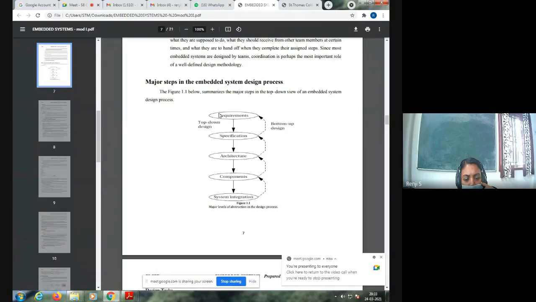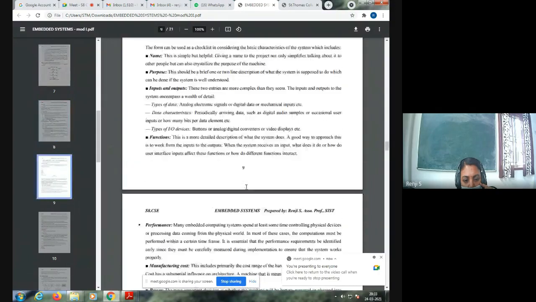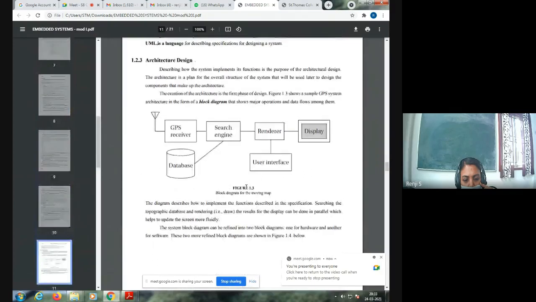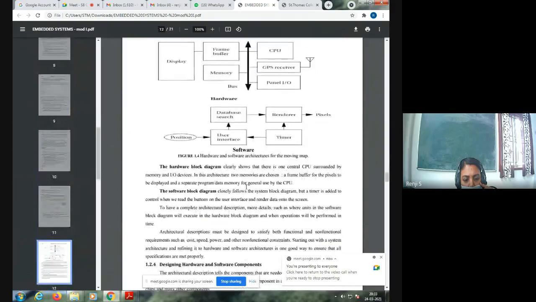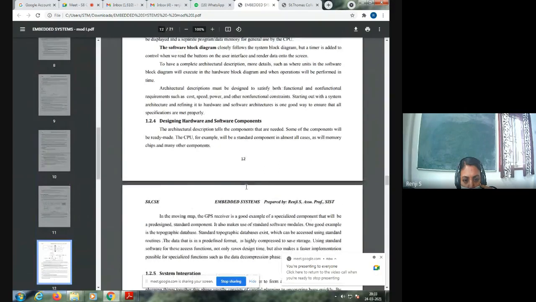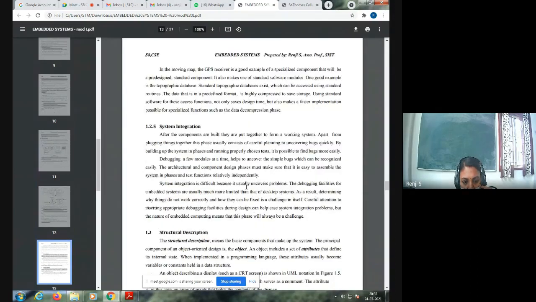the requirements gathering phase, then specification, architectural design, component design, and system integration. We have gone through all these phases in detail, and now we are going to the next section, that is structural and behavioral description of embedded systems. How will you define the structure and how will you define the behavior of an embedded system?